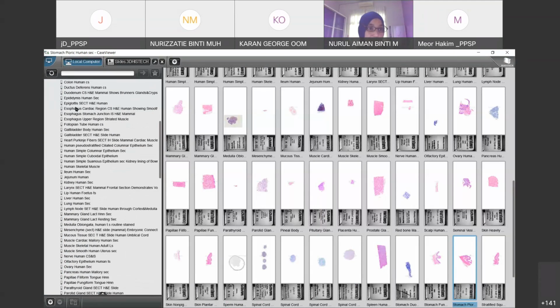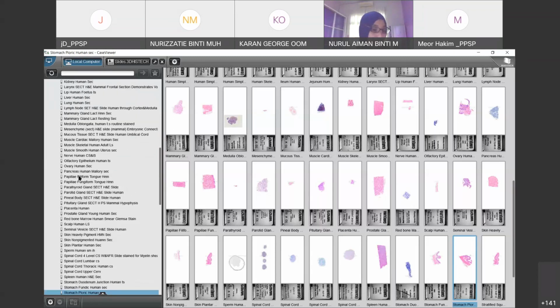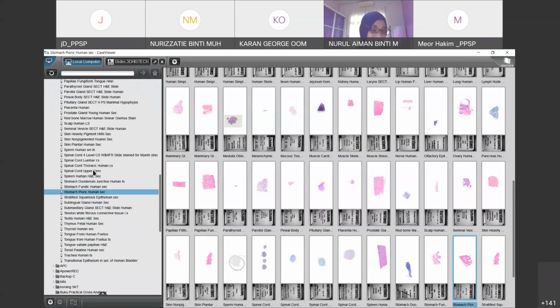Yes, can I see back the submaxillary gland? Because I don't understand it. Submaxillary gland, okay? Yes, doctor. No problem.